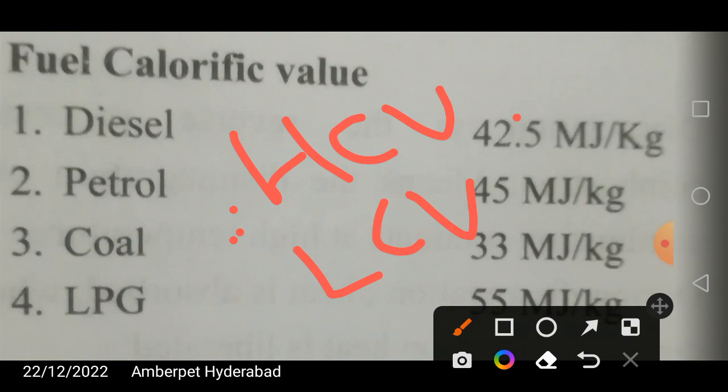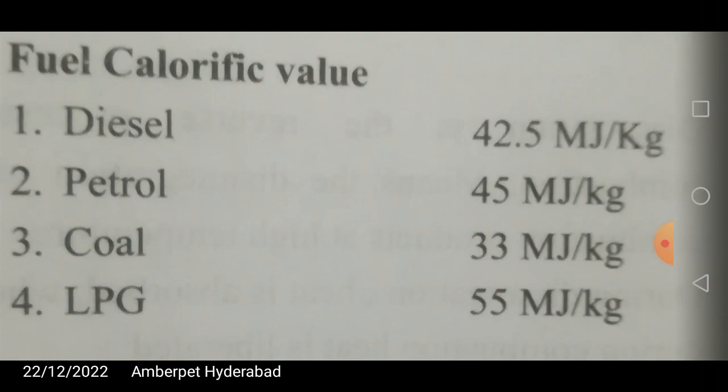So this water vapor will take some of the heat generated by the burning of the fuel. If this is not recovered, what we get is the heat energy that is called your lower calorific value. So now let us come to the various fuel calorific values.